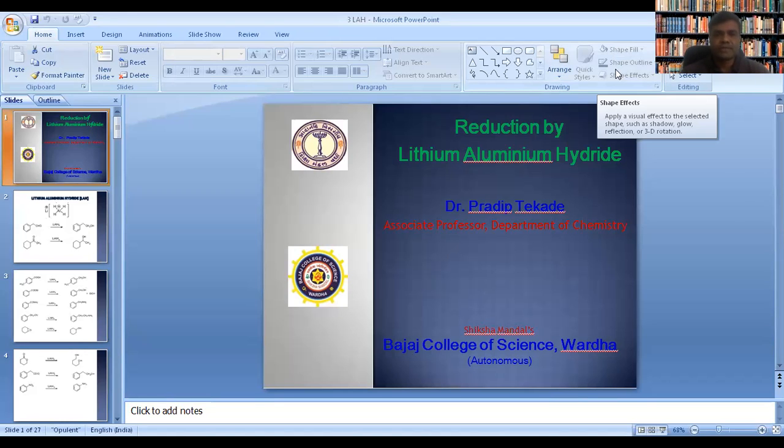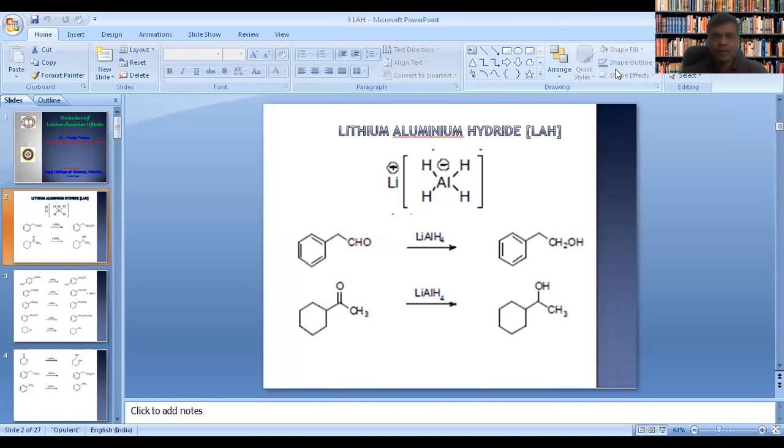Today we are going to discuss the new topic, that is reduction by lithium aluminium hydride, that is LiAlH4. In lithium aluminium hydride, you can see here the structure of lithium aluminium hydride, where there is an ionic bond between lithium and aluminium. You can see it here.